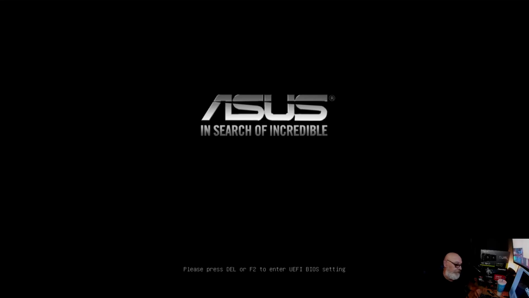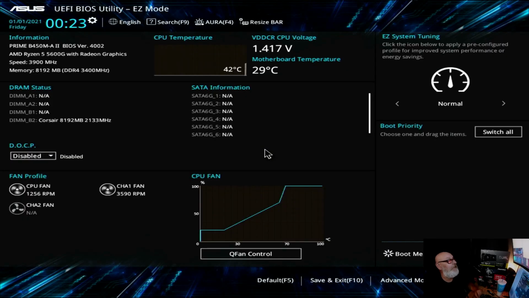Hit OK, and let it cycle through. And once it does, boom, it'll come back up for you. See? Hit the delete key, and you're back on it. So the RAM is set at 3400 right here. 3400 megahertz. Done. Don't need to mess with anything else.